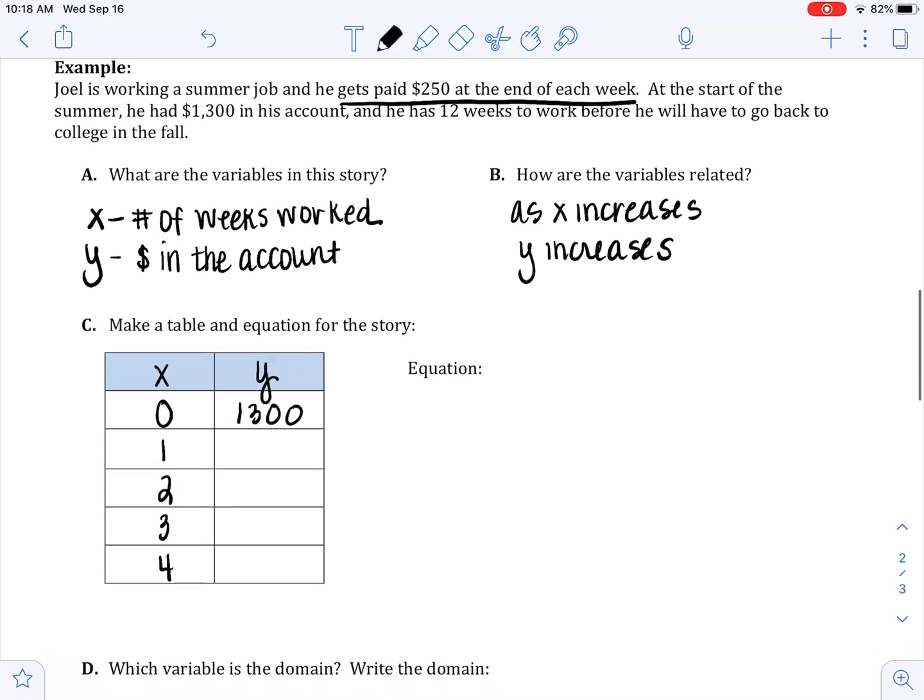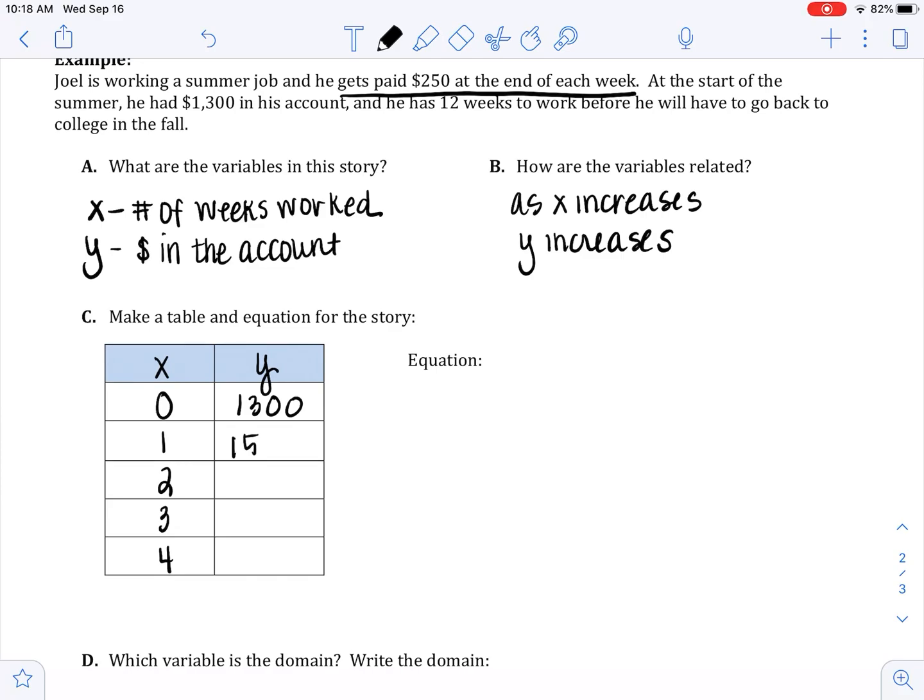$1,300. After 1 week, he'll have $250 more, so that's $1,550. After 2 weeks, he'll have $250 more, so that's $1,800. The next week, $2,050, and then the fourth week, $2,300. I almost said the last week, but that's not the last week.